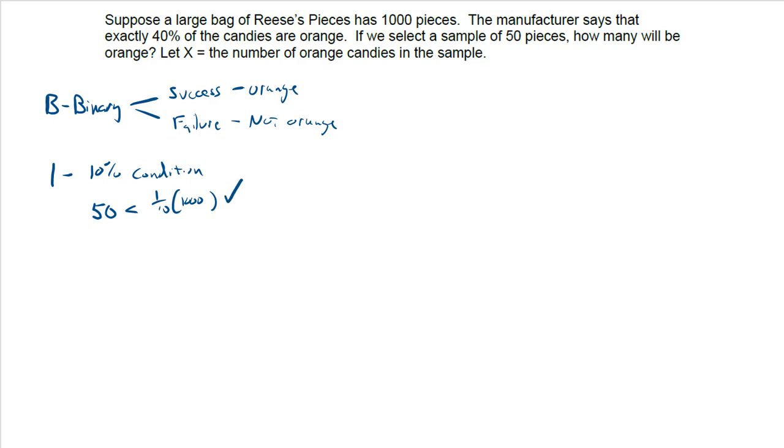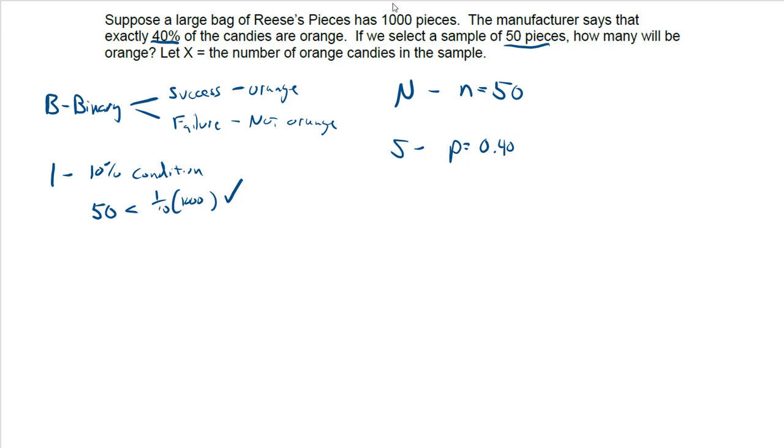Now let's talk about our N, our sample size. We're talking about 50 pieces, so our N, sample size, is 50. And then our S. So let's talk about our S value, okay? It's the same probability for all of them, in which case it gave us exactly 40%. So the probability is 0.40. So it looks like it checks off for the BINS, so we have a binomial distribution.